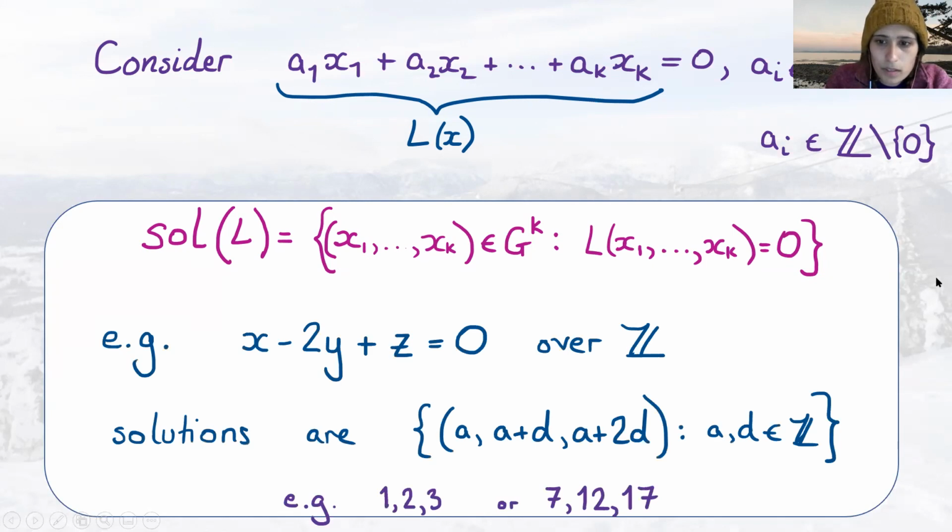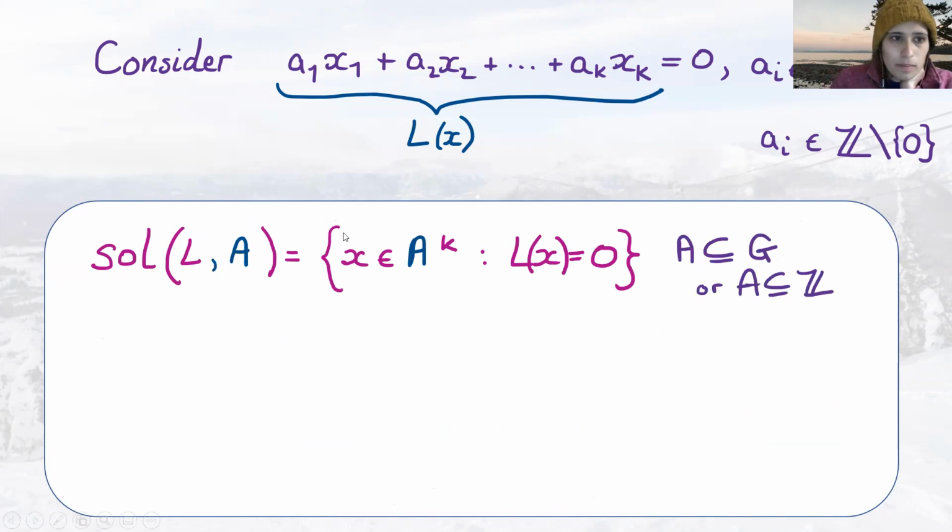So for example, if we were considering the equation x minus 2y plus z equals 0 over the integers, then what are the solutions? Well, this is just a 3-term arithmetic progression, and the solutions are all tuples of the form a, a plus d, and a plus 2d, where a and d are integers. You can see this if you substitute x for a, y for a plus d, z for a plus 2d: this solves the equation. And for example, 1, 2, 3 is a solution, 7, 12, 17 is a solution. Hopefully this notation, Sol L, is clear.